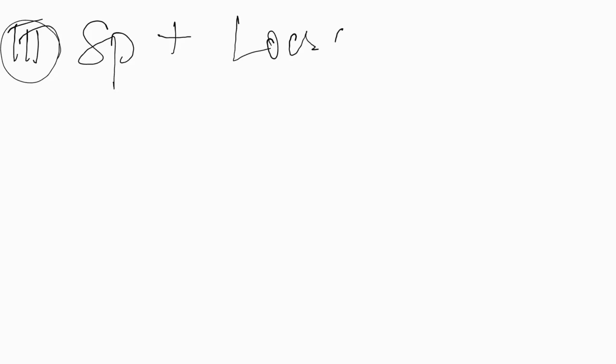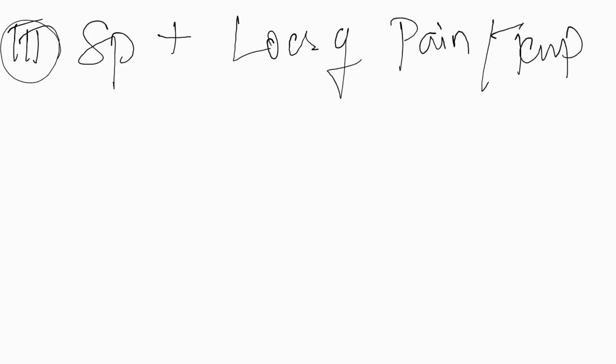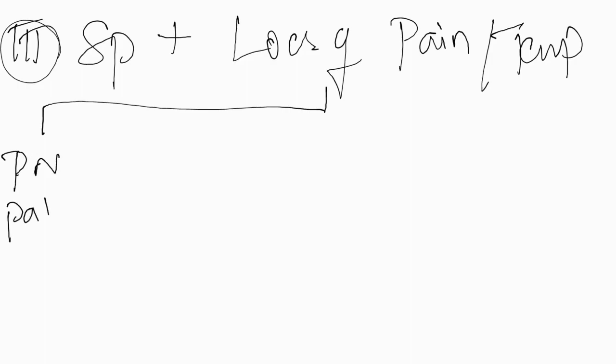Okay, if you are getting a spastic paraparesis, that is SP, plus loss of pain and temperature, what could be the cause? This can be in three different patterns. First thing, in the form of a peripheral neuropathy pattern. What is a peripheral neuropathy pattern? That is typically of a glove and stocking.